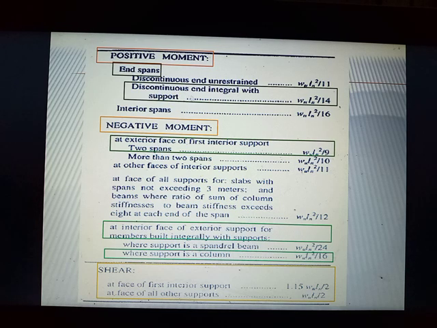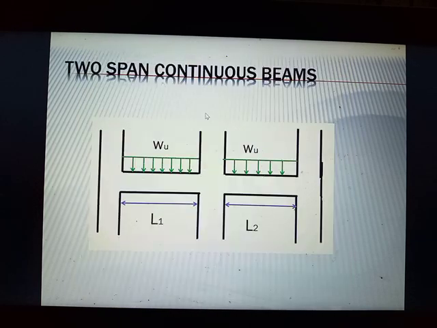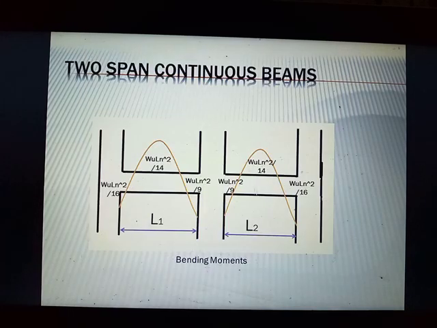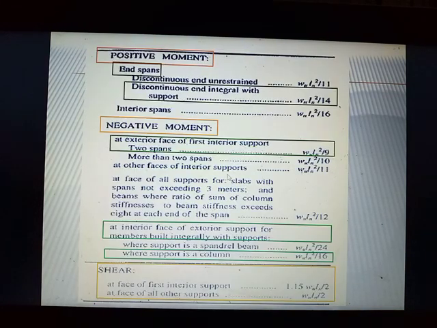Here, for the end spans, it has a discontinuous end integral with support. We do not use the discontinuous end unrestrained. We have discontinuous end integral with support because it has supports. So for that, we will use Wu Ln squared over 14.